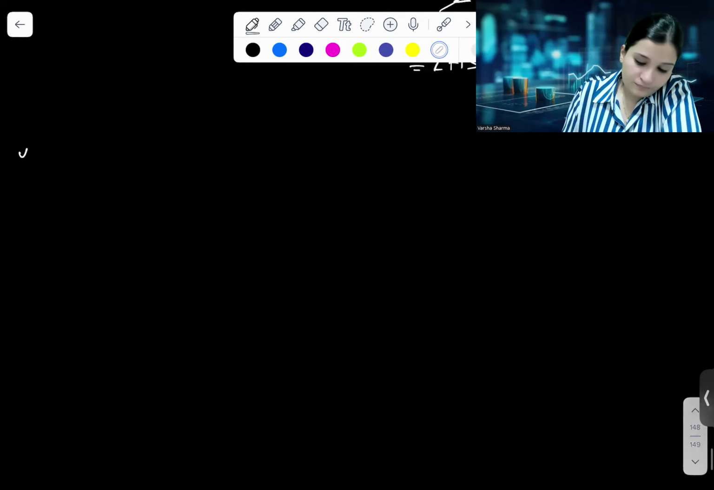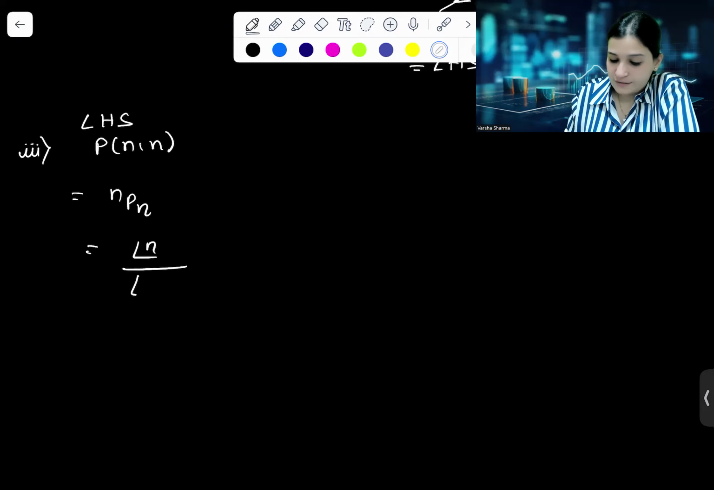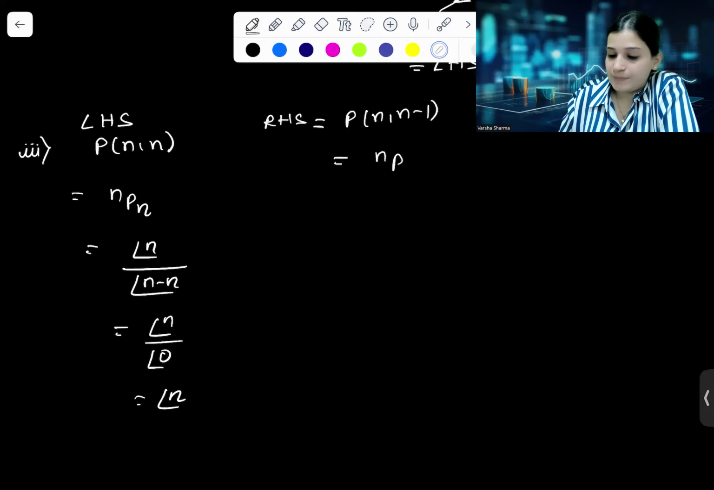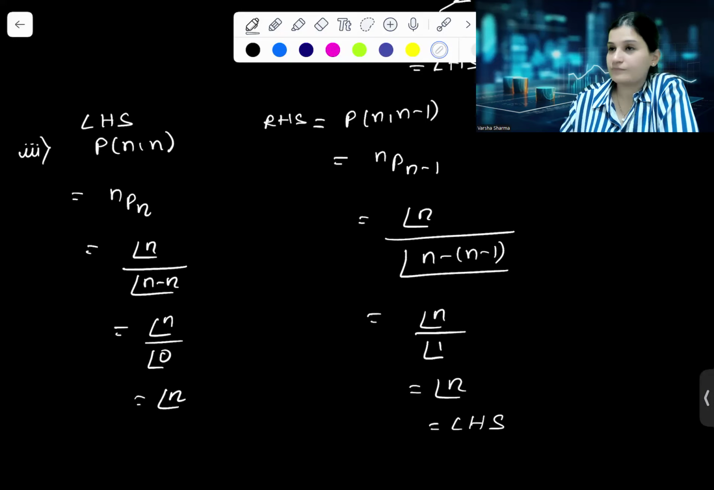Third. nPn. This is our LHS. Factorial n upon factorial n minus n, 0 factorial, which is 1. So factorial n. RHS: nP n minus 1. Factorial n upon factorial n minus n plus 1, factorial 1. So again factorial n, which is LHS.